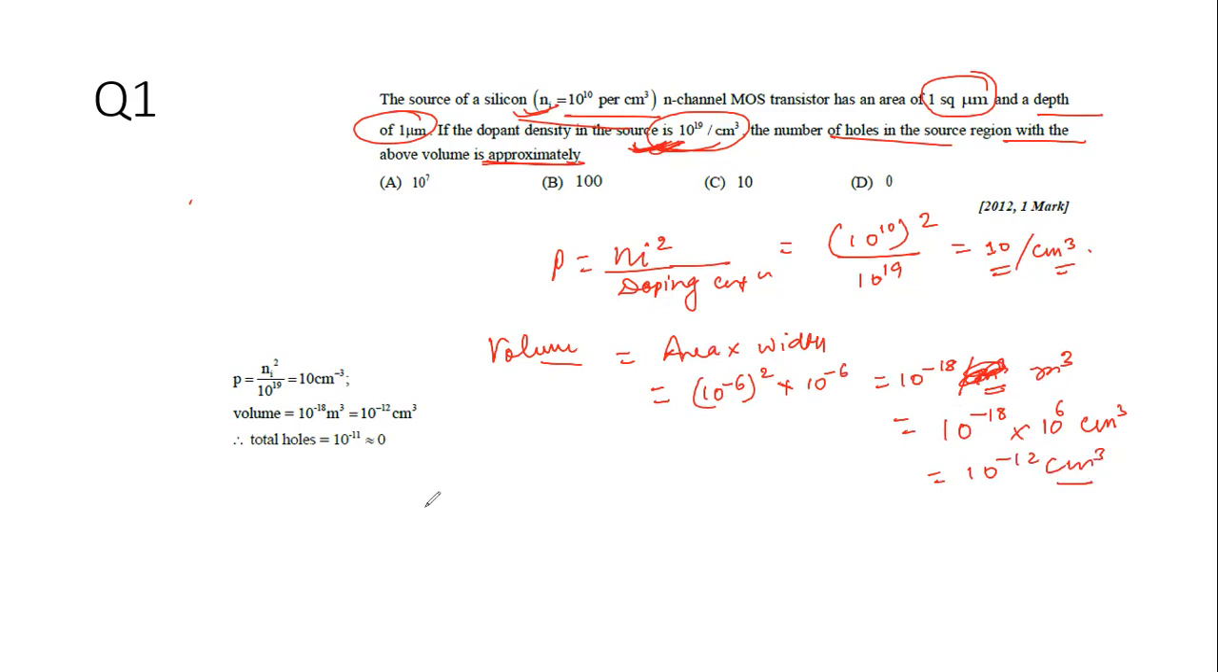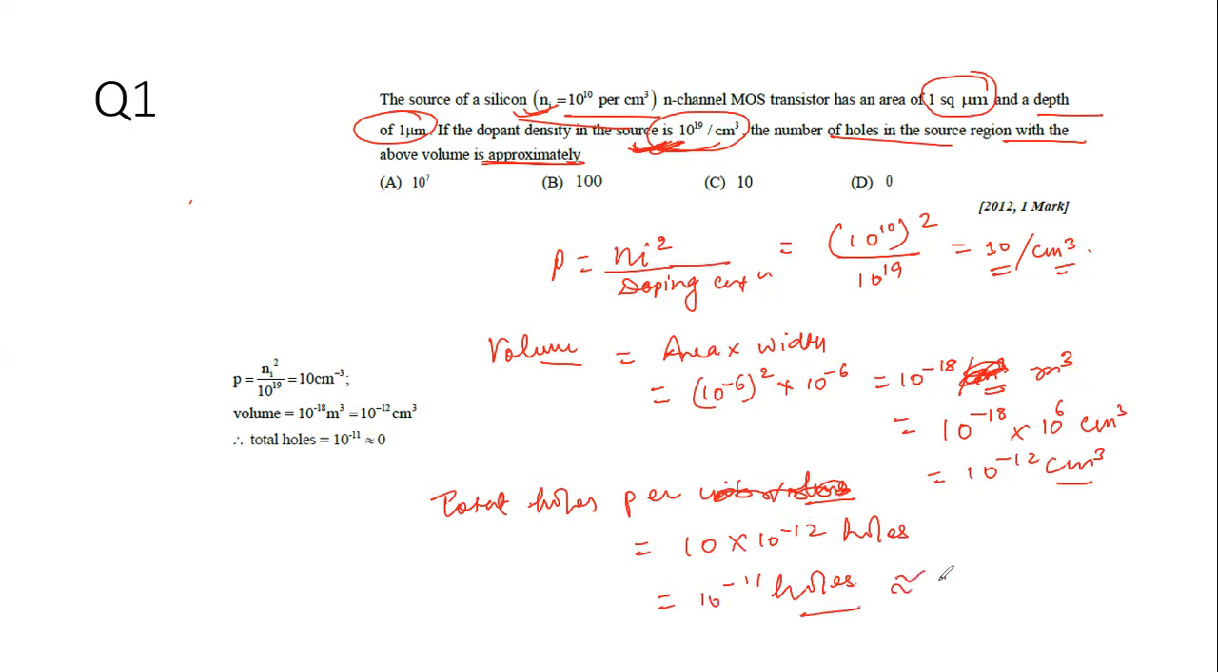So total holes per unit volume is 10. So total holes equal 10 into 10 to the power minus 12 holes. This is 10 to the power minus 11 holes, which is approximately equal to 0. So option D is the right option. Okay, now come to the next question.